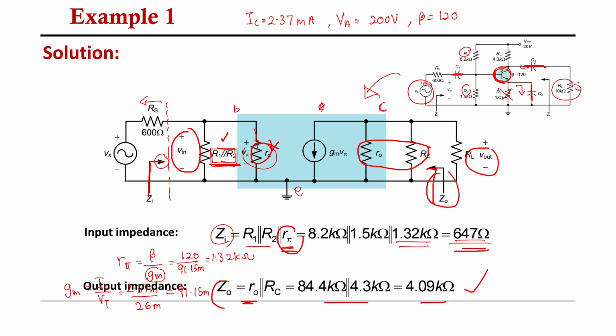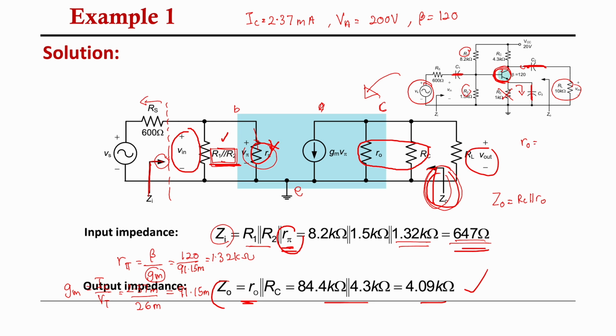Now let's look at the output impedance. This is your output impedance, right? For us to calculate Z out, we need to consider what is at the output. We have RC and we have R naught. RC is given as 4.3 kilo. R naught is not given, so we need to calculate the value of R naught. Z out is the impedance at the output, which is going to be RC in parallel with R naught.